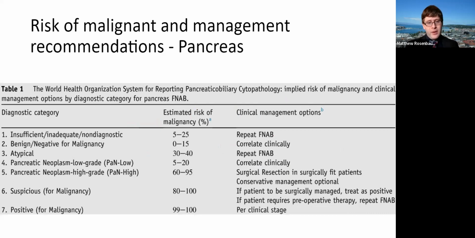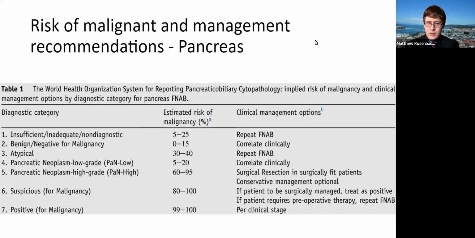These do tend to have a pretty good correlation with estimated risk of malignancy. They also have very clear recommendations for management. So you can imagine benign and non-diagnostic have relatively low risk, with decent negative predictive values. Of course, these are difficult specimens to obtain, so there's a lot of operator dependency here. That's why you have 5 to 25%, which to me is a relatively wide range, but that's still a relatively low risk, so they can repeat or correlate clinically from there.